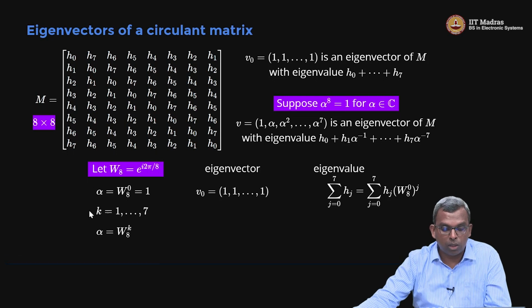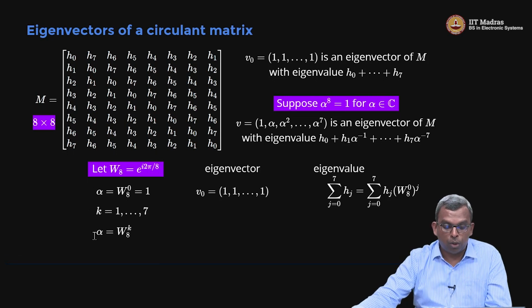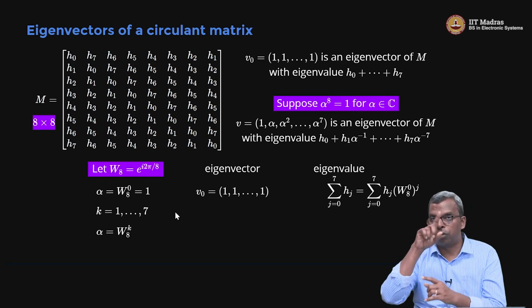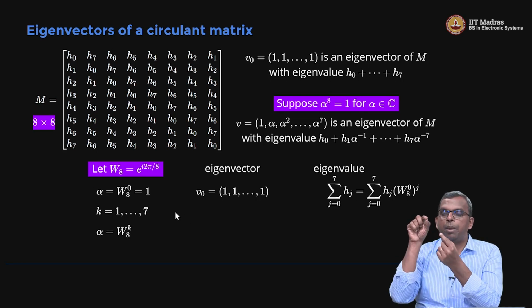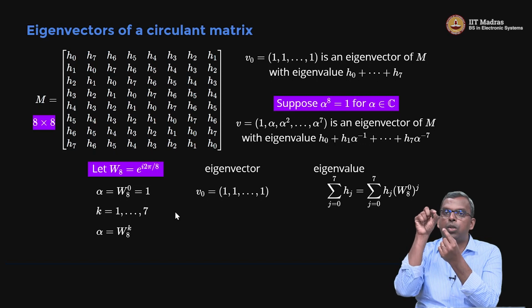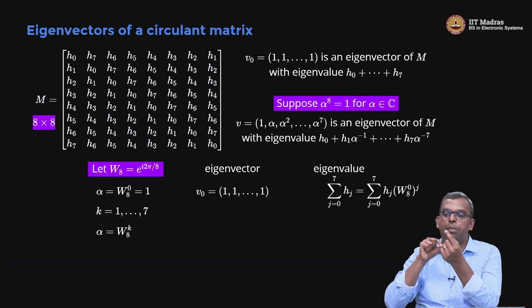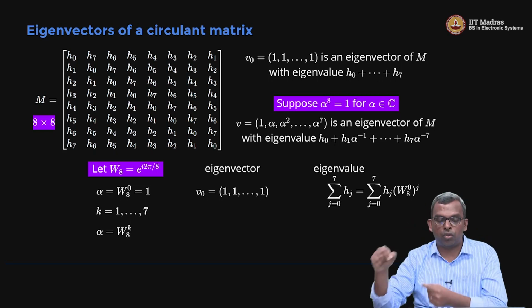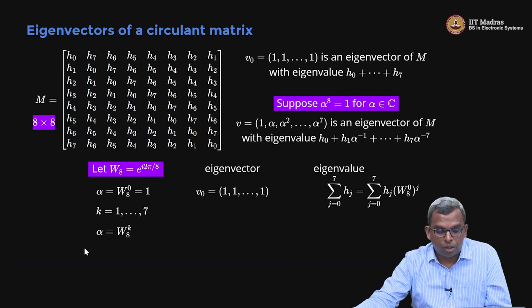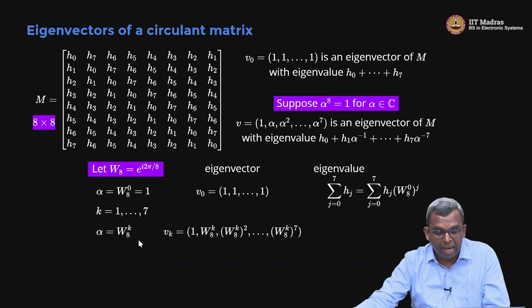Now for k equals 1 to 7, I can also put alpha equals W8 power k, right? So if you think of the unit circle, 2 pi by 8 is something, 2 pi by 8 into 2, 2 pi by 8 into 3, like that. All those are 8th roots of unity, right? So I can put different values of k here. This will give me Vk, which is 1, alpha equals W8 power k, alpha squared, W8 power 2k, W8 power 3k, and so on till W8 power 7k.